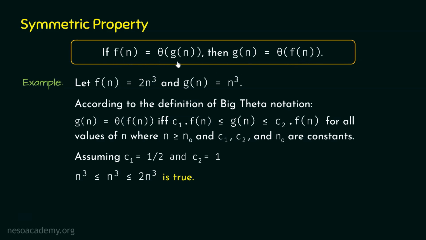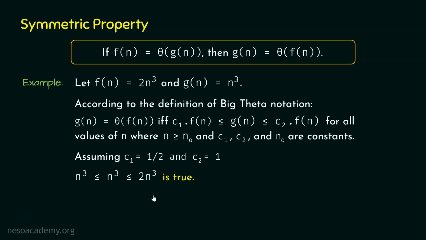If Fn is theta of Gn, then Gn is also theta of Fn. From the graph also we have observed the same thing. We can sandwich Fn between Gn for some constants C1 and C2. In the same way we can sandwich Gn between Fn for some constants C1 and C2. Therefore, this symmetric property is satisfied.